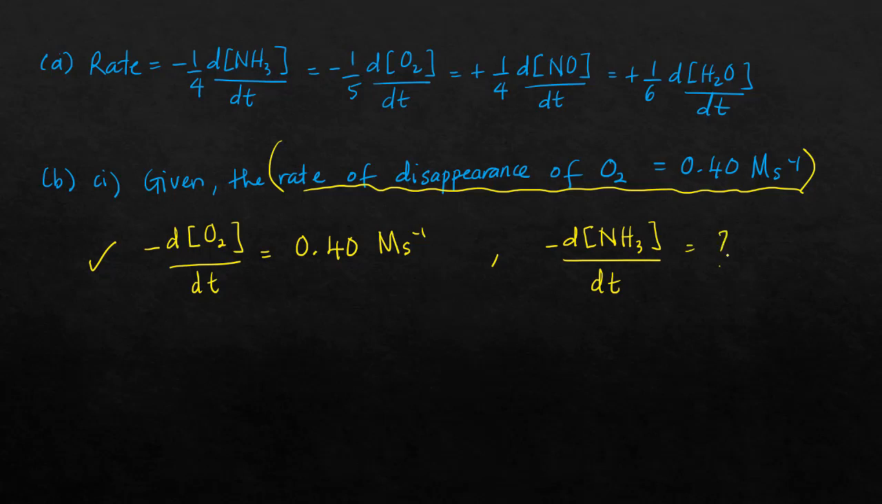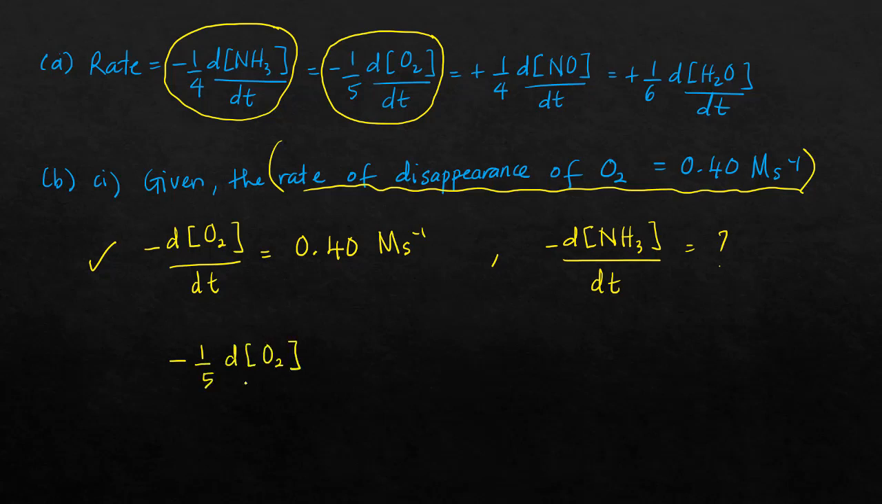So, apa kita nak buat? We are going to relate the rate of disappearance of oxygen gas with rate of disappearance of ammonia. So by referring to the differential rate equation, okay, so saya jadikan oksigen tu kat depan. The rate of disappearance of oxygen gas, so kalau saya tulis kat sini, adalah negative 1/5 d concentration of oxygen gas over dt, which is equals to negative 1/4 d concentration of ammonia over dt. Okay, nampak?